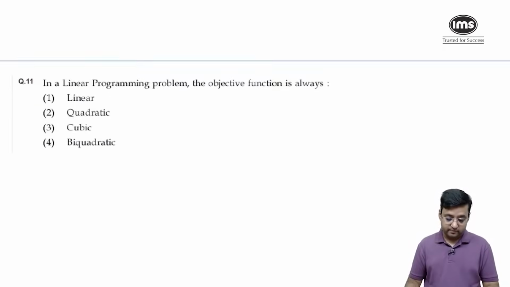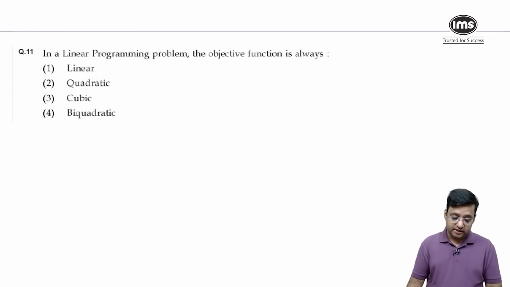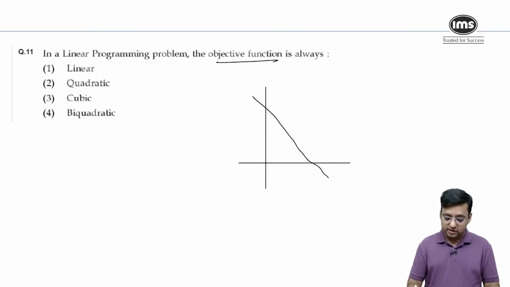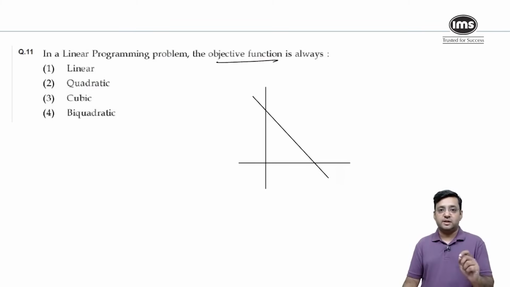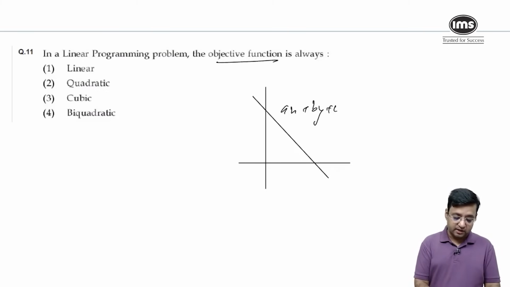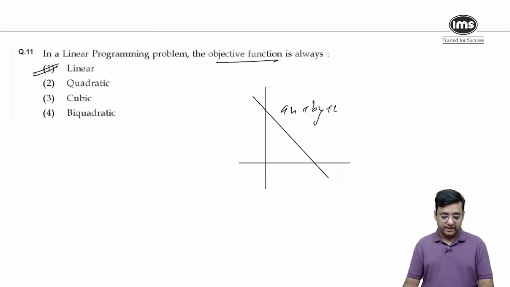Correct? Now moving to the next question. The next question is again a question of LPP. Now this says the objective function is always. So in an LPP, when you draw something, you always draw a straight line. And which type of polynomial does this straight line have? That is ax plus by plus c. Correct? So this will always be linear.